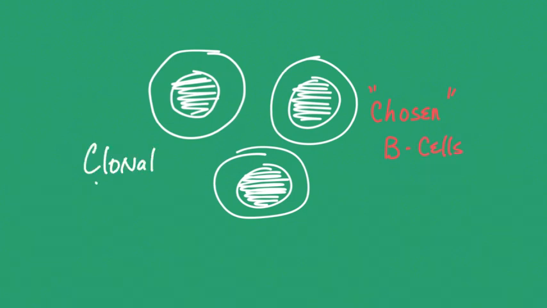Now that the B cell has permission, the chosen B cell then multiplies. It forms a clone of itself. Once it forms a clone of itself, it will be ready to differentiate and make antibodies. So these are the chosen B cells, the ones that have the ability to produce the correct antibody matched to the antigen. And this stage is called clonal selection.